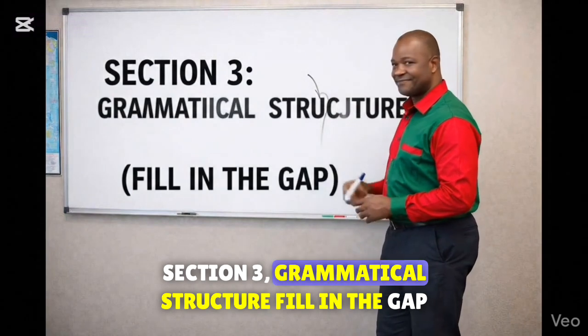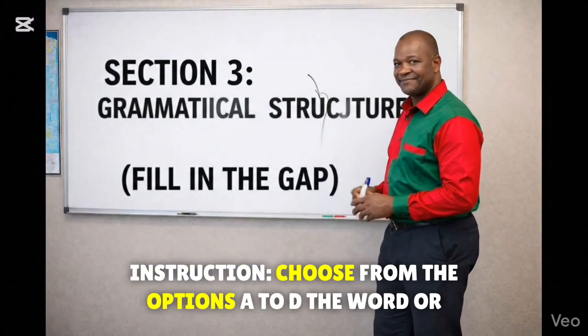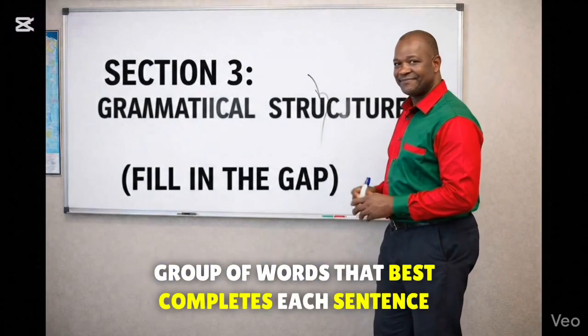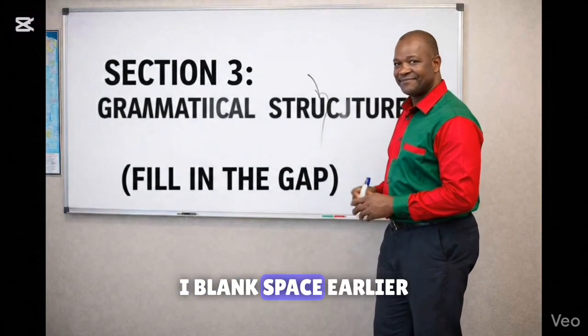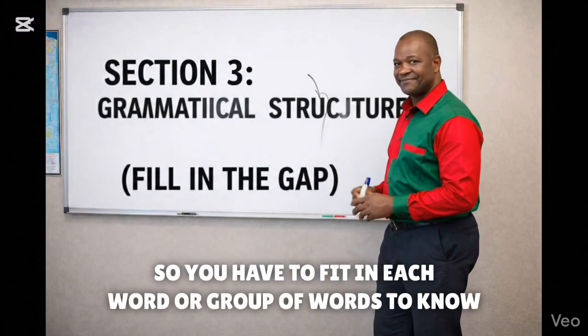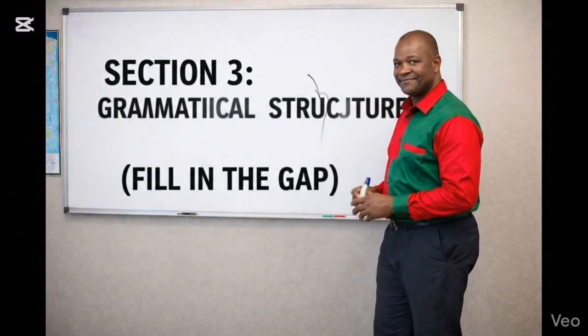Section 3. Grammatical structure. Fill in the gap. Instruction. Choose from the options A to D the word or group of words that best completes each sentence. Question 7. If I had known I dash earlier, that is, I blank space earlier. Option A, will come. So you have to fit in each word or group of words to know if it best completes it. Can you say, if I had known I will come earlier? Of course, it doesn't make sense.